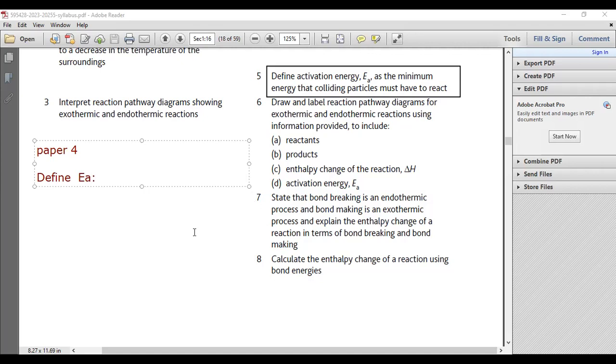Just the question. You will say, oh my God, what is this? What do you mean by EA? Who can tell me? What does it mean? Ahmed, what does it mean, EA? Mr. It means activation energy. Yes, this one. EA means activation energy.